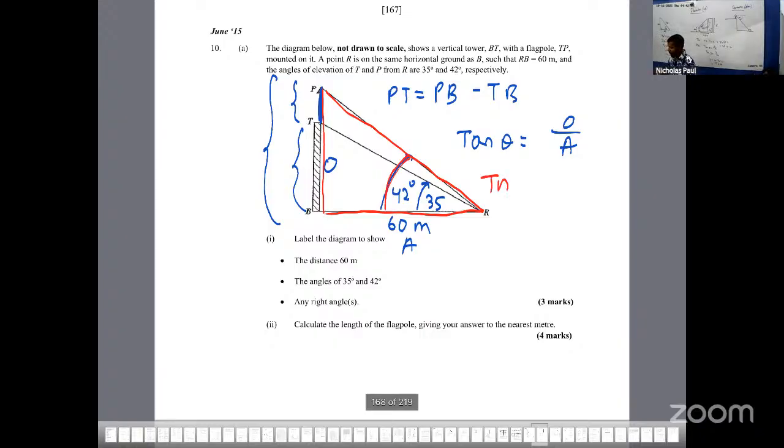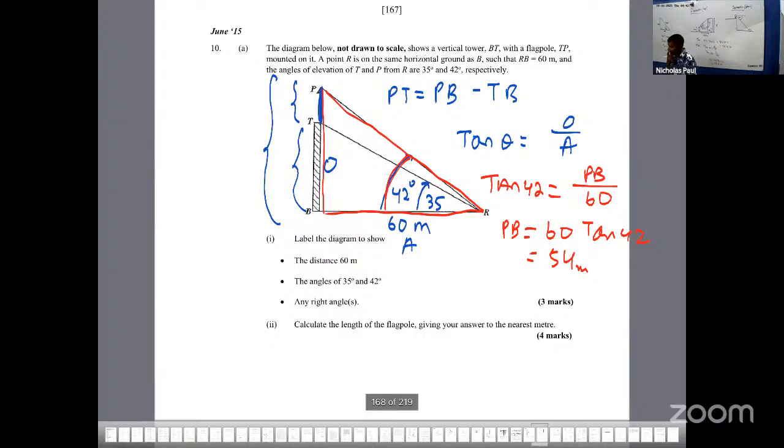So that will be tan 42 is equal to PB over 60. Cross multiply, and you'll get PB is 60 tan 42. How much is that? Right, still there is meters, so leave it like that. You all seeing that?